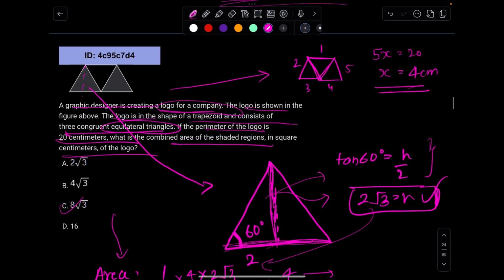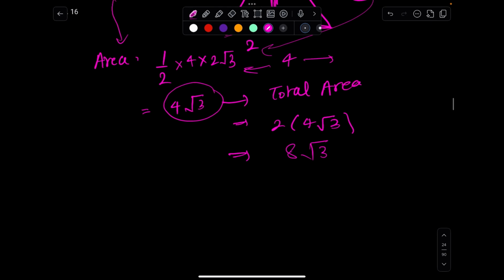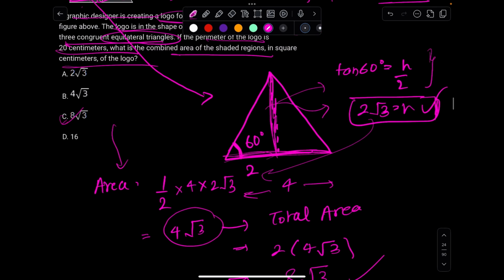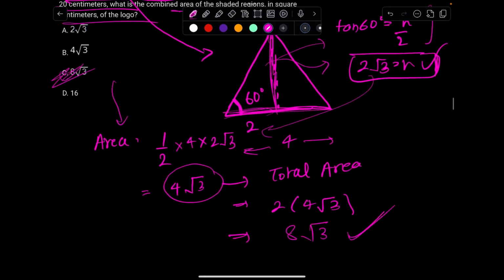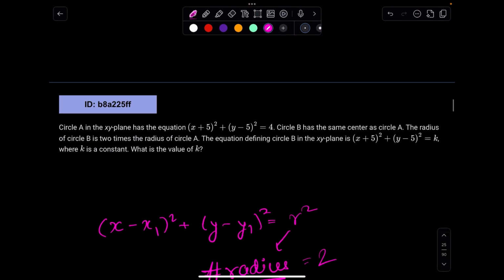Now this is the area of one of these triangles. For the total area, we need to multiply it by 2, and we get 8 root 3 as the answer, or option C.